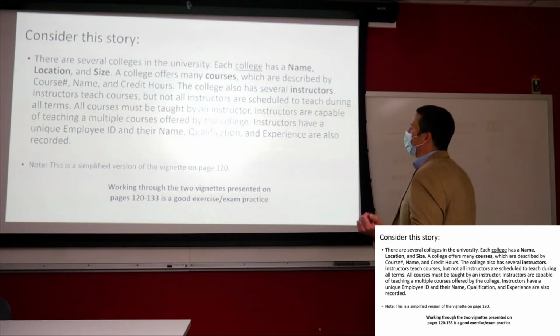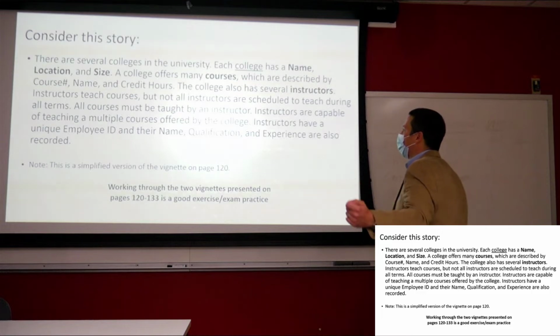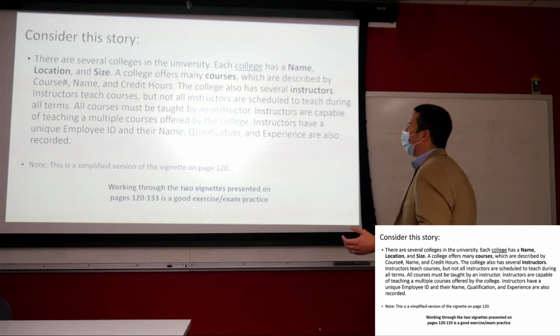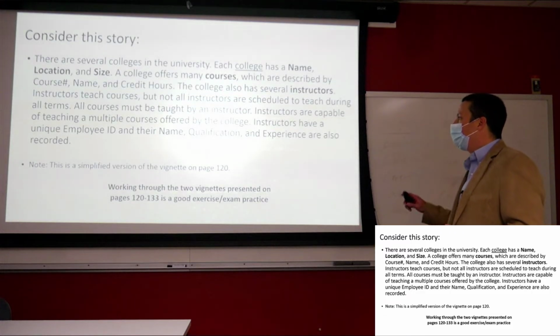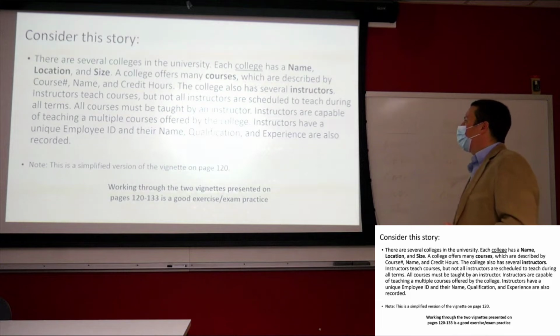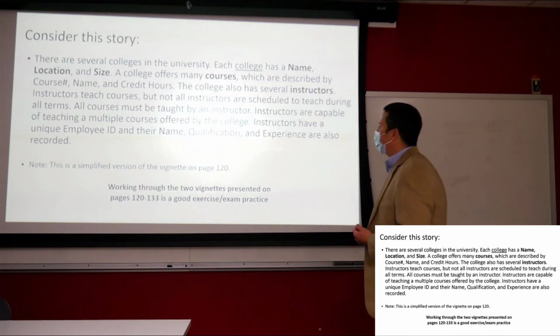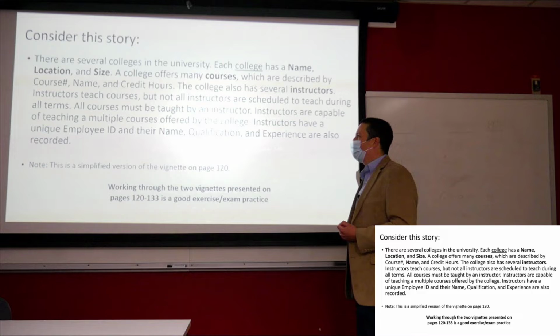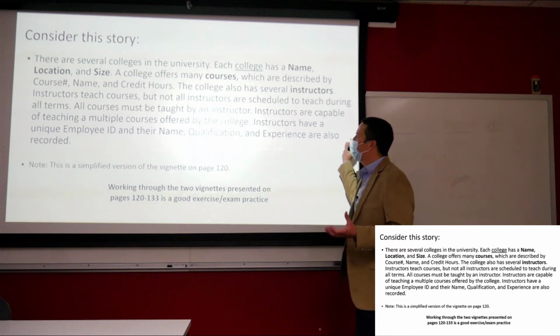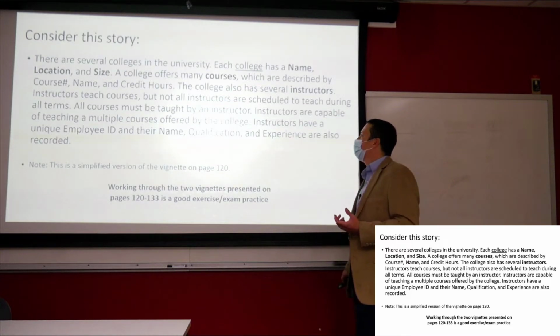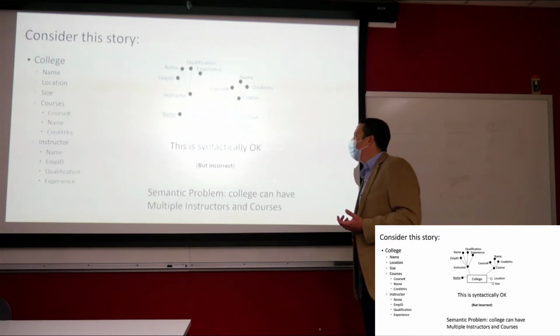College also has several instructors. Instructors teach courses, but not all instructors are scheduled to teach during all terms. All courses must be taught by an instructor. Instructors are capable of teaching multiple courses offered by the college. Instructors have a unique employee ID, and name, qualification, and experience are also recorded. So I hear a lot of attributes here, a lot of things that might be entities, might be attributes, might be relationships. I'm not really sure just yet.